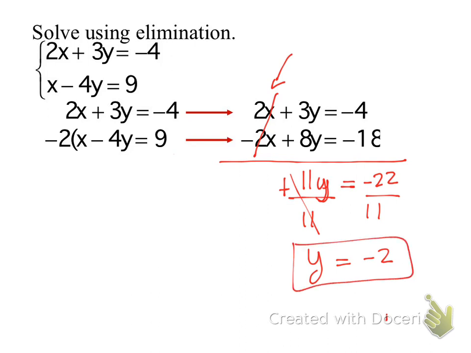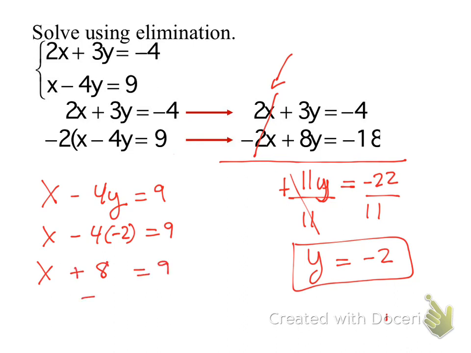Now, -2, I substitute into either original equation. Which one do you want to substitute? How about Julia? The second one. Yep, I like that one better too. I'm doing x minus 4 times -2 equals 9, x plus 8 equals 9, subtract 8, x equals 1. So this would be 1 comma negative 2. Do you understand when to put it in parentheses and when not to?